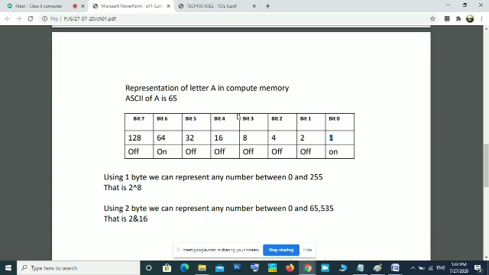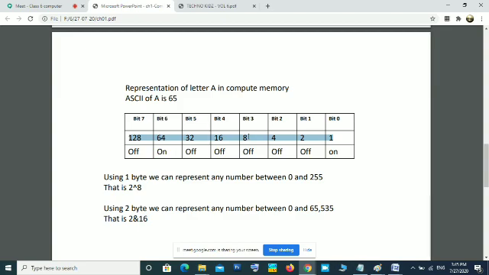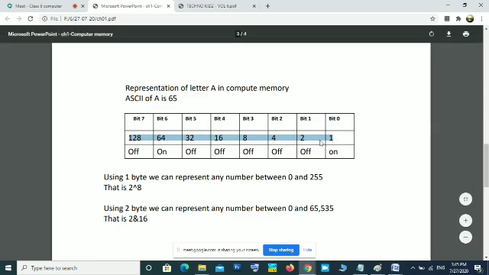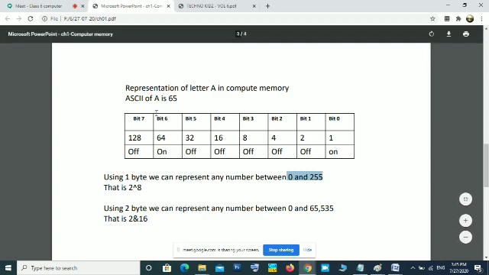Suppose you are storing a number, these 8 bits can store numbers from 0 to 255. If you add all these numbers, you will get 255. With a combination of these 8 numbers, you can make any number between 0 and 255. This way data is stored inside your computer memory. Inside, it is going on like that, but on the screen you will see only 65 or a number.